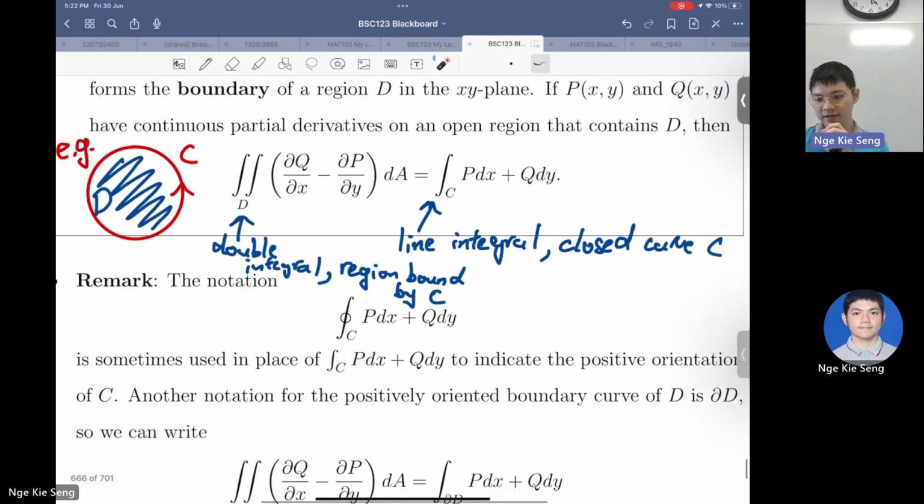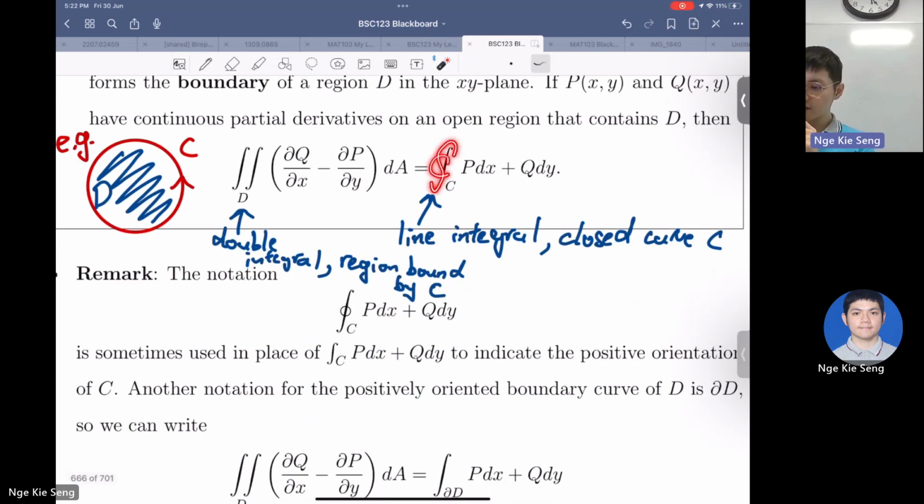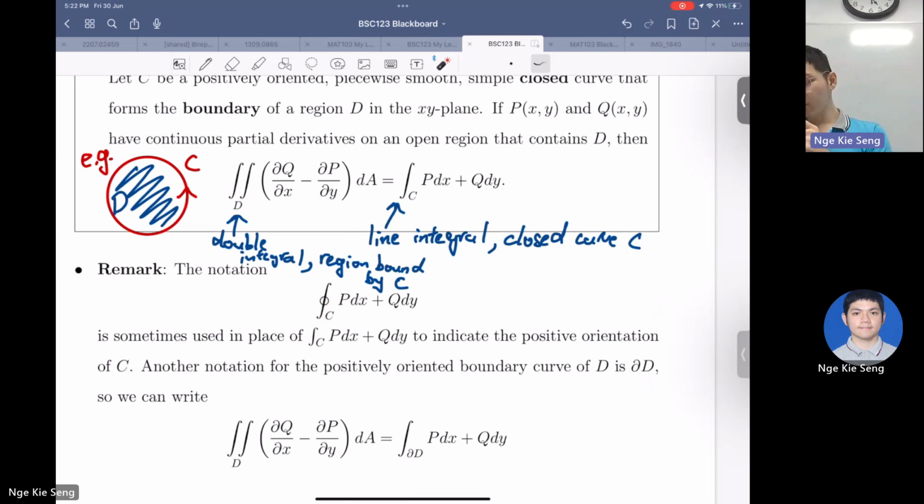Okay, next. We can rewrite this line integral into this sign here, an integral with a circle or a loop. If we write this, this means that the C we integrate is a closed loop and also it is positive oriented. Both positive oriented and closed. Because a closed line is a loop, so I can draw a circle there. Or we can use another notation. We can write del D. What is del D? D is a region, and then we can find the boundary. Del D means integrate over the boundary.